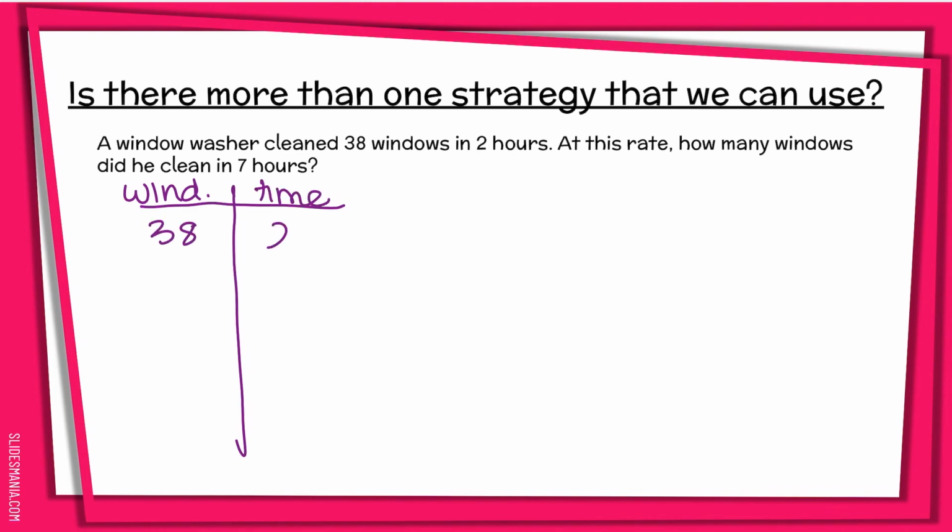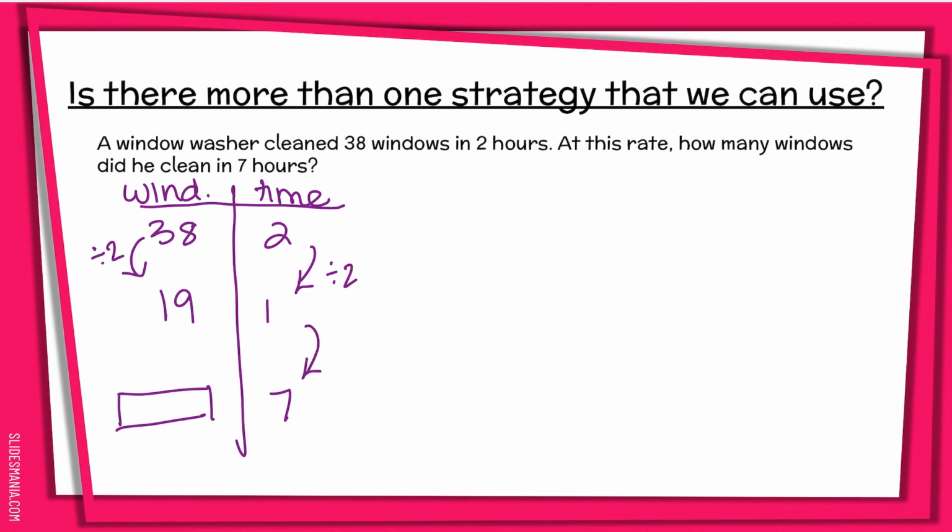And I know that I can wash 38 windows in 2 hours. But I want to figure out how many windows I can clean in 7 hours. So I'm actually going to divide to my unit rate. So if I can wash 38 windows in 2 hours, then I can divide by 2 on both sides of my ratio table to find my unit rate of 19 windows in every hour. If I know my unit rate, then I can find any value of windows if I'm given the time.